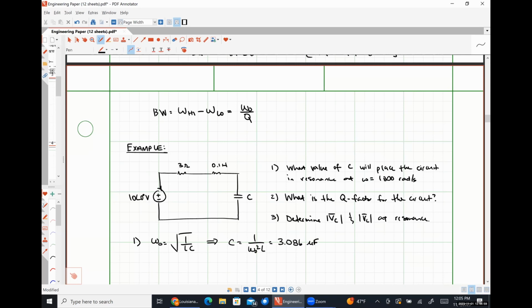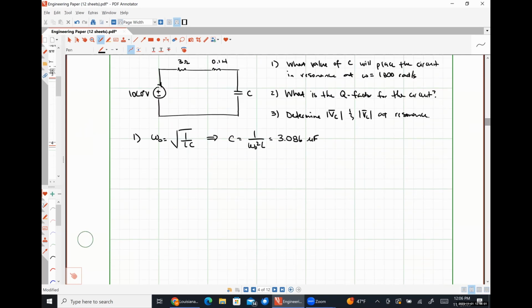Our quality factor is just omega naught L over R. We know all of those things. We'll find out that this is simply 6, right? Just as a heads up, quality factor is a dimensionless quantity, so it's just the number 6. There aren't any units or anything like that that we have to concern ourselves with. The boring stuff. Now let's look at something kind of interesting.